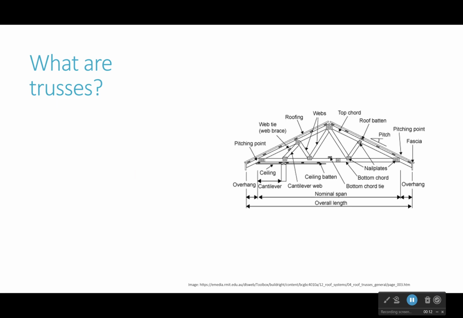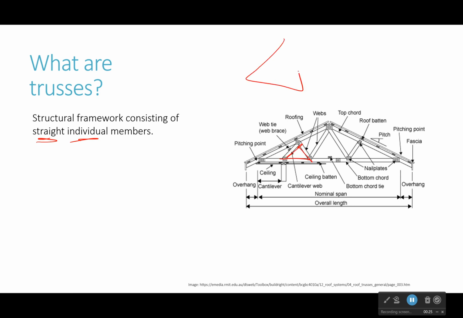Okay, analyze some trusses. First off, what are trusses? Well, they're these things. They're a structural framework with a bunch of straight individual members, usually triangles. Triangles, a whole lot of triangles. In fact, a single triangle is called a simple truss.